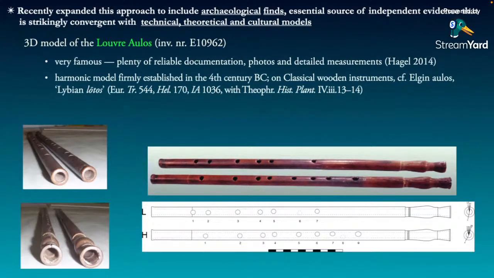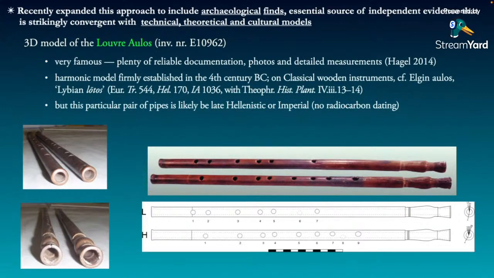So the basic model is firmly established in the 4th century, but this design was employed throughout many centuries, and this particular instrument was probably produced in late Hellenistic or imperial times. We cannot tell really, because we don't have radiocarbon dating or independent evidence to this extent. As you can see here, these pipes are remarkably preserved in their entirety, and therefore are a very good, solid starting point for 3D modeling and further analysis.